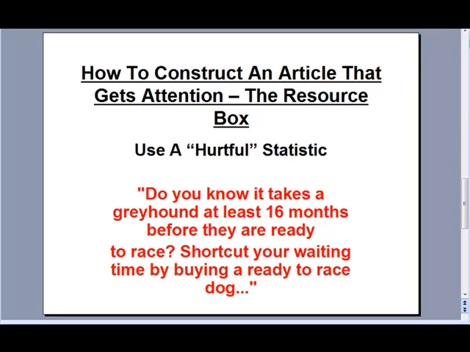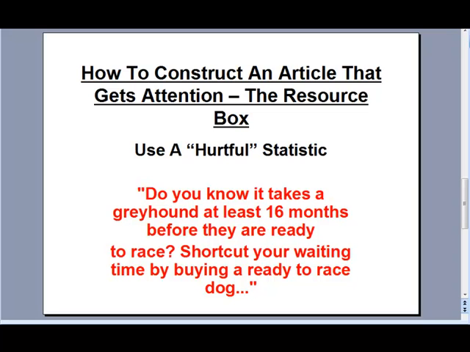The next one is using a hurtful statistic. Now, I'm not telling you to straight out abuse the reader in any way. By hurtful statistic, I mean something like what I've got here, and I'm taking a completely different niche, and many of you probably wouldn't have even thought of something like this, but greyhound racing, for example. Do you know it takes a greyhound at least 16 months before they are ready to race? So basically, I've given them a hurting statistic. It means that if they buy a pup, they're going to have to wait at least 16 months before they see the thing racing and earning them money. So that kind of hurts, doesn't it?